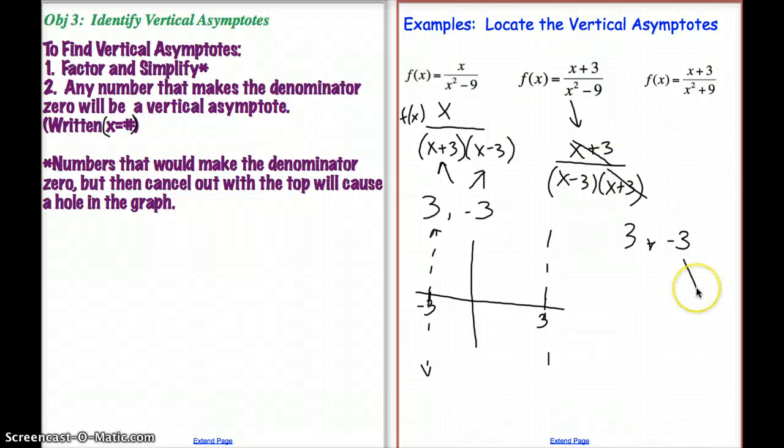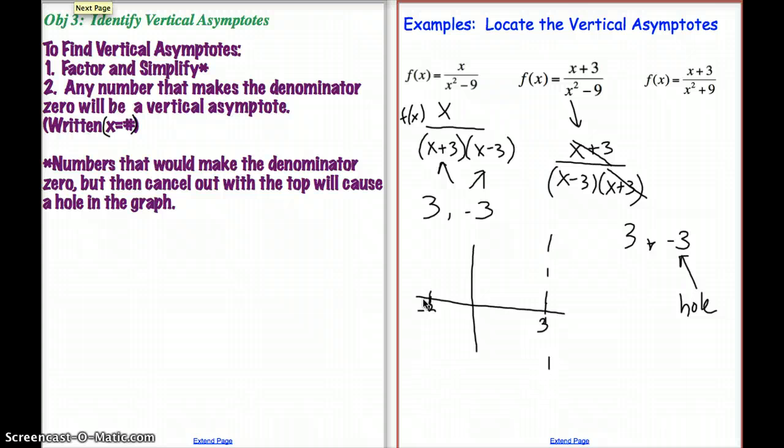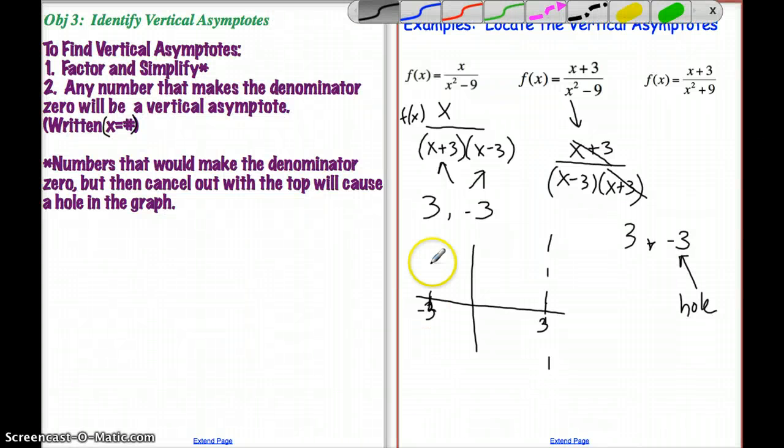So what that means is that at negative 3, there's actually going to be a hole. It's not going to be undefined, it's going to have a hole. It's not going to be an asymptote. So instead of an asymptote at negative 3, wherever the function is, there'll be a hole. I'd have to figure out what happens as we get really close to negative 3, and I'd have to put a hole in my graph. We'll show you what that looks like when we start graphing. But we want to be able to locate the vertical asymptotes. So this one would only have a vertical asymptote at 3 because the negative 3 canceled.